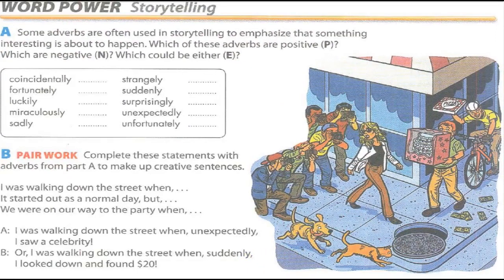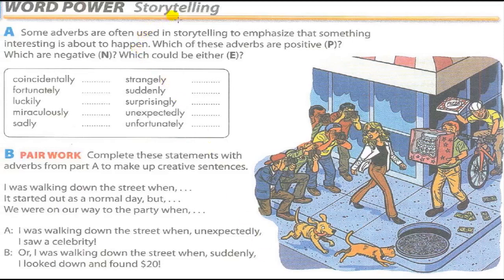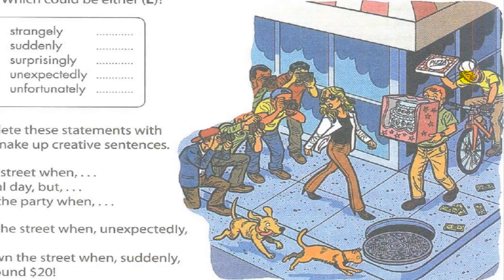Exercise number 5, word power. Now, storytelling. Look at the picture. What do you see? We see here a delivery man carrying pizza. Someone who has a cake. A dog, and the dog was chasing the cat. A chase between cat and dog. A celebrity, maybe a famous singer, famous actress. And a lot of people, a lot of journalists and people, they're taking photographs, they're taking photos.